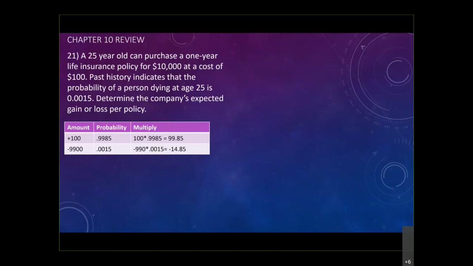And then look at this here. What is the probability of them losing $9,900? The probability of me dying at the age of 25 is 0.0015, and again, that's very small. That's the chance of me dying. And this is the chance that, if I were to die, they have to lose this. And now you probably say, wait a minute, Mr. Tran, where does 0.9985 come from?